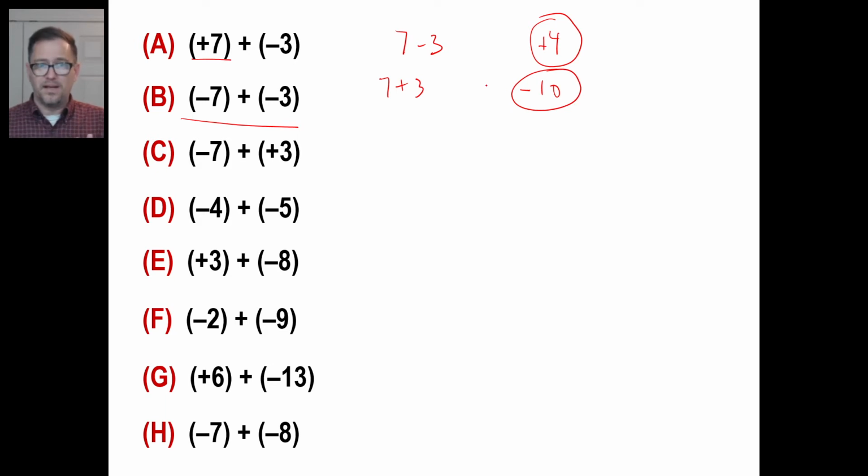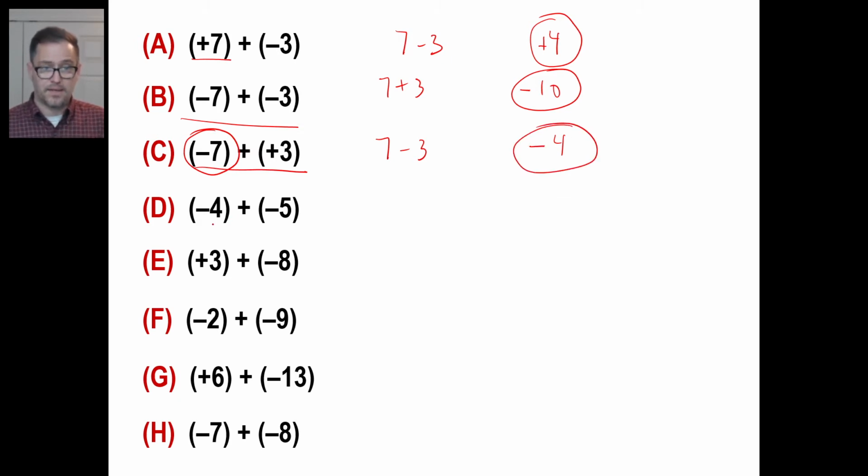Okay? By the way, this is logically sensible, right? If you have negative $7 in the bank and you write a check for $3 more, your bank account is $10 under, like a temperature. Okay. For C, same thing as A. They're different signs, so you subtract the absolute values. The answer is 4. But since negative 7 is farther away from 0, the answer is negative.